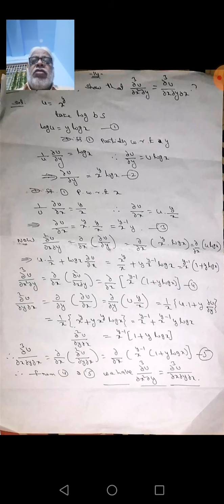Differentiating partially with respect to y: the derivative of log u is 1 by u, because u is a function of x and y. Otherwise, if u were a function of x only, it would be 0. So 1 by u dou u by dou y is equal to the derivative of y log x, which is 1 times log x, that is log x. So 1 by u dou u by dou y is equal to log x, so dou u by dou y is equal to u log x.